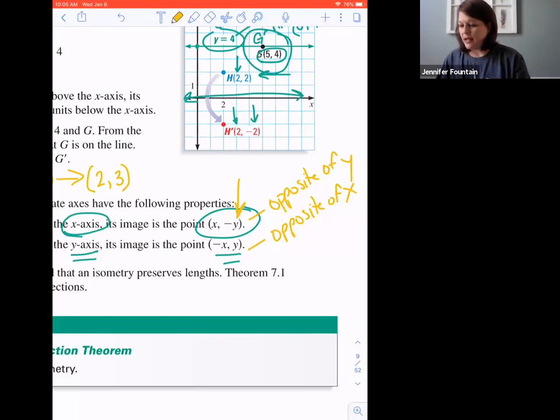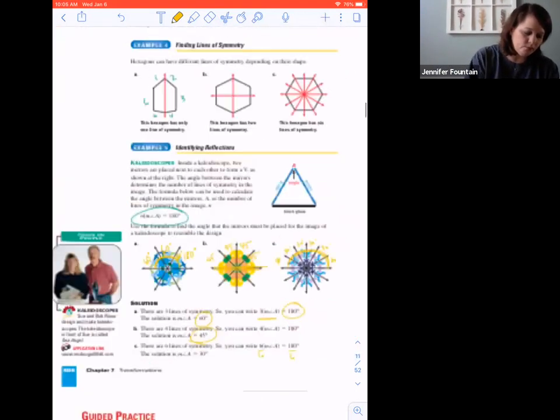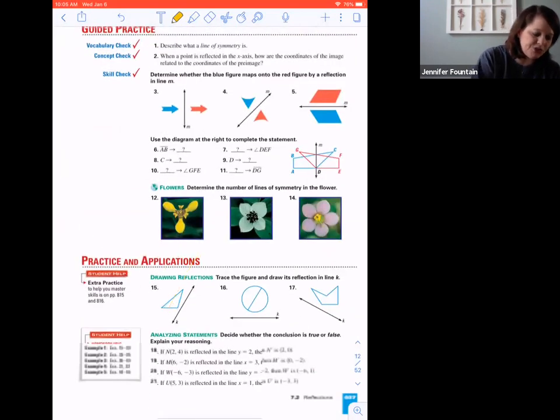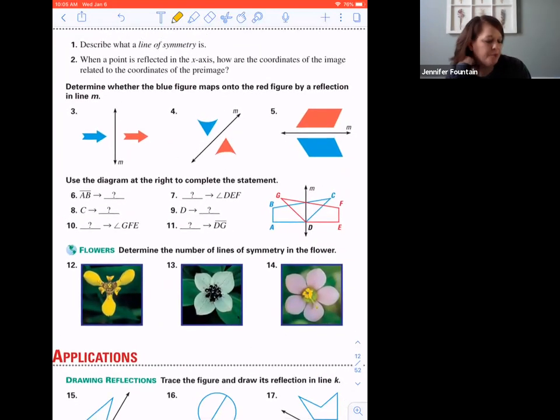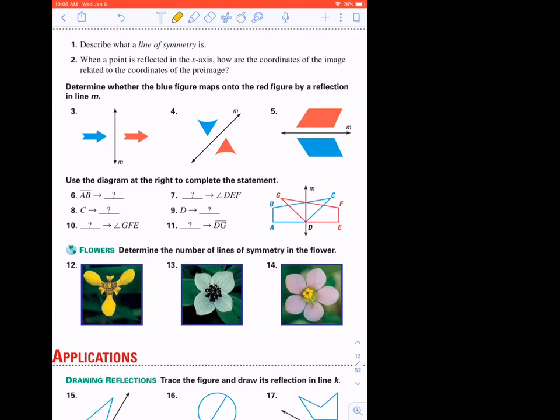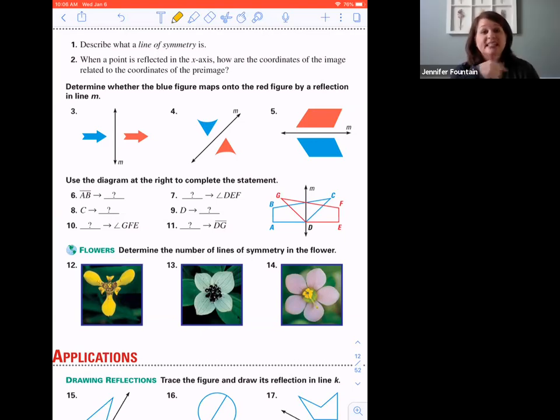All righty, so going back to number 3 on page 407. It says to determine whether the blue figure maps onto the red figure by a reflection. If we look at number 3, do I have a reflection there? I don't, do I? You have what's called a translation. Yeah, it just looks like it slid right over that line. So that is not a reflection.